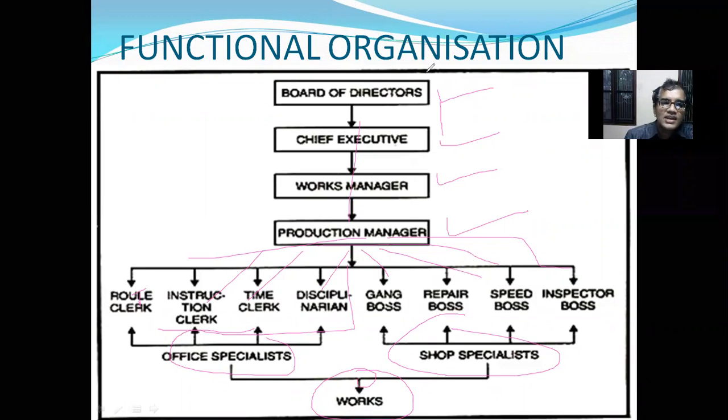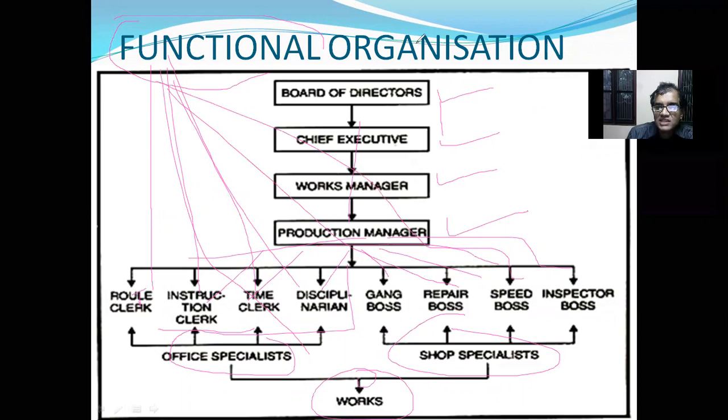So the name functional organization is derived from functions. One will take care of route, one will take care of instructions, one will take care of time, one will take care of discipline, one will take care of repair, one will ensure speed, one will inspect the functioning of the organization. Gang boss will provide tools and equipment to the employees in the organization. So based on the functions, based on various kinds of operations, the organization is divided.